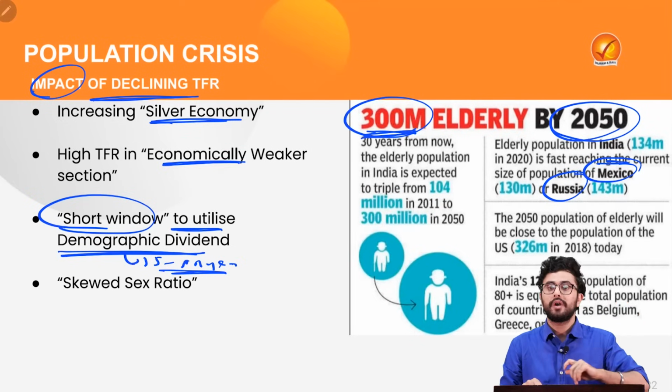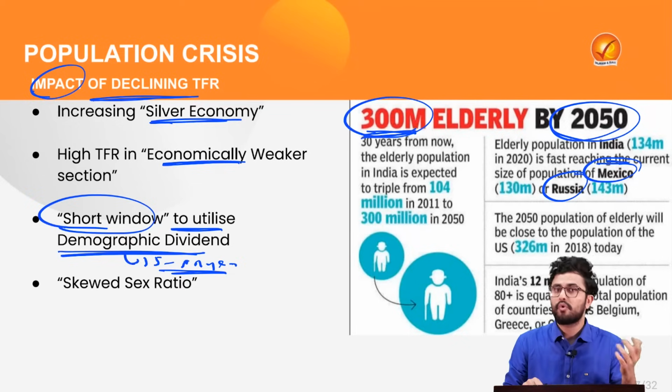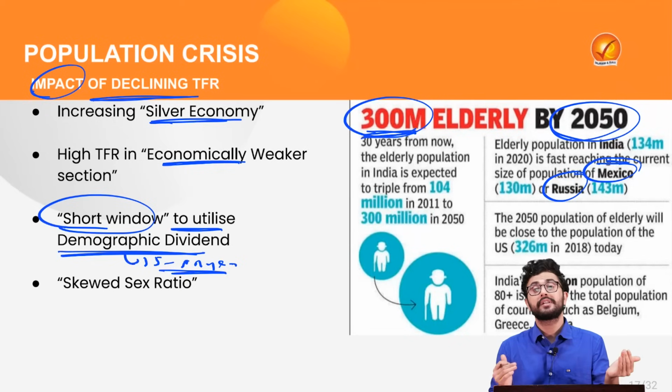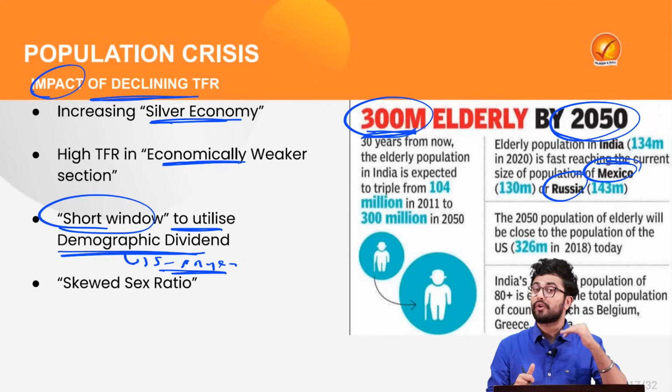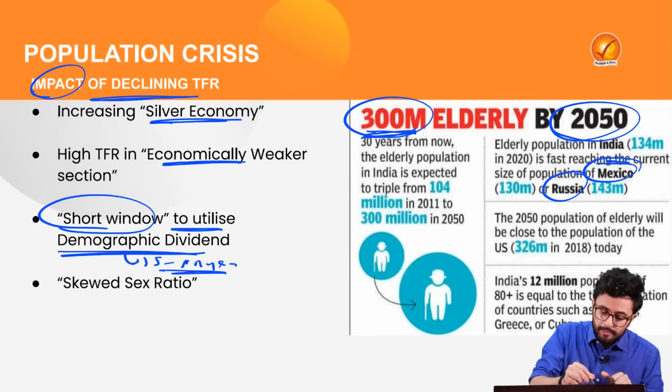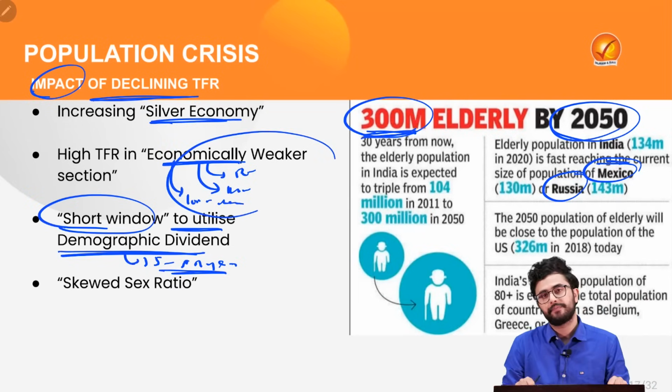Then this high total fertility rate still prevails in the families which are economically weaker. So the families who have got access to good education, good medical health care, access to contraceptives, and are open to accept them, have been able to decrease their TFR. But there is still prevalence of high TFR in the economically weaker section, which ultimately leads to issues such as poverty, the vicious cycle. Then there is the issue of low education, making of low capital, etc.